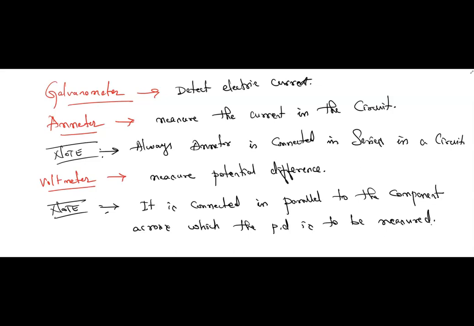Always ammeter is connected in dash, and voltmeter is connected in dash in a circuit.